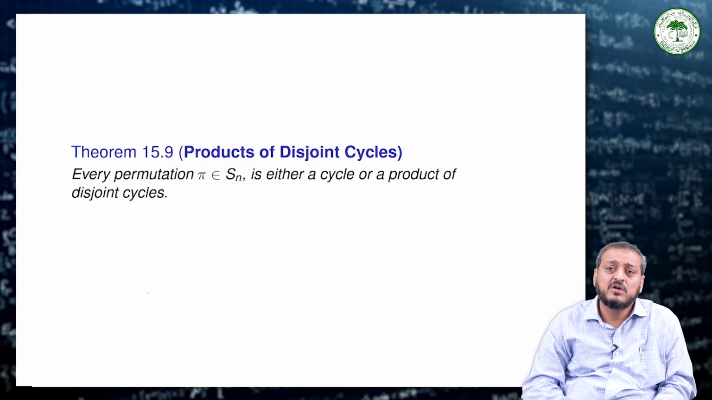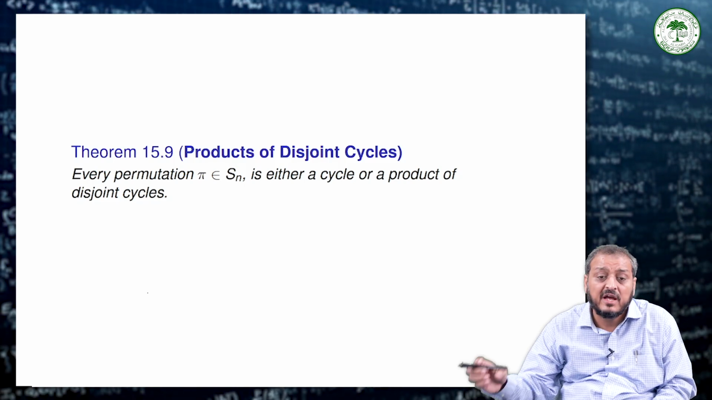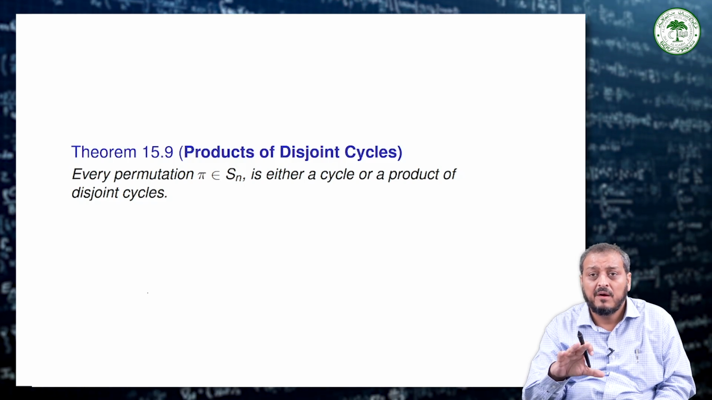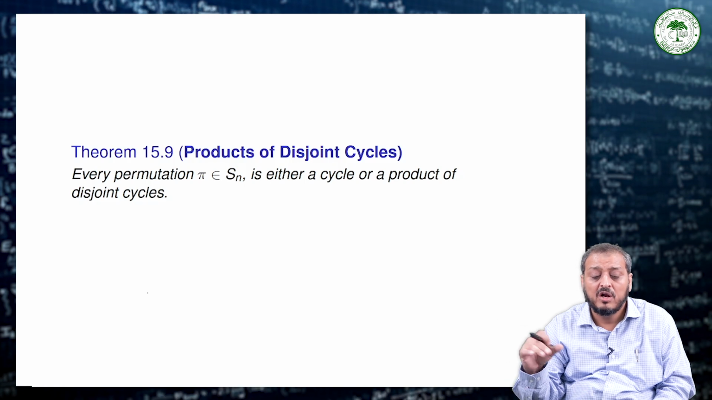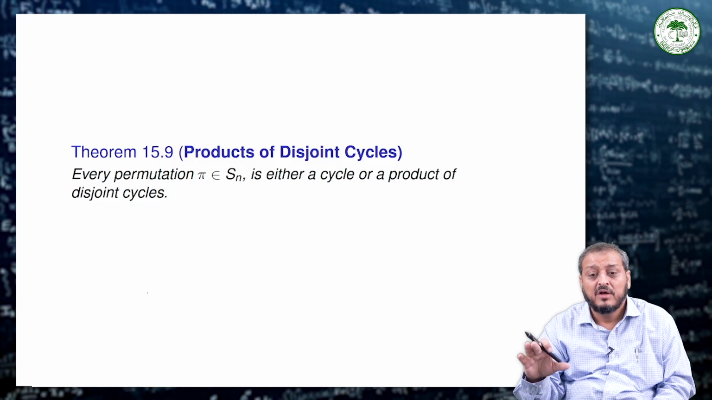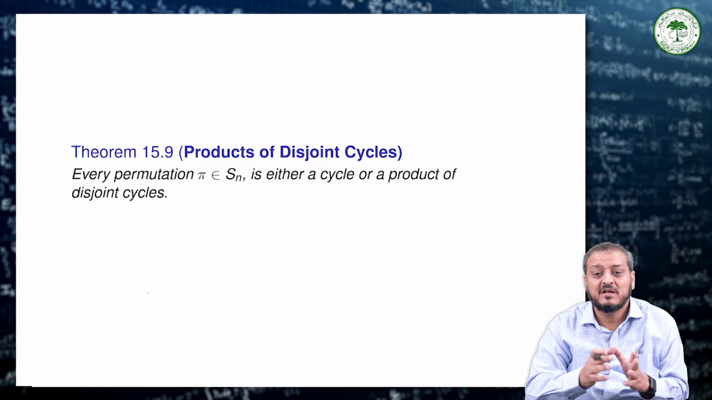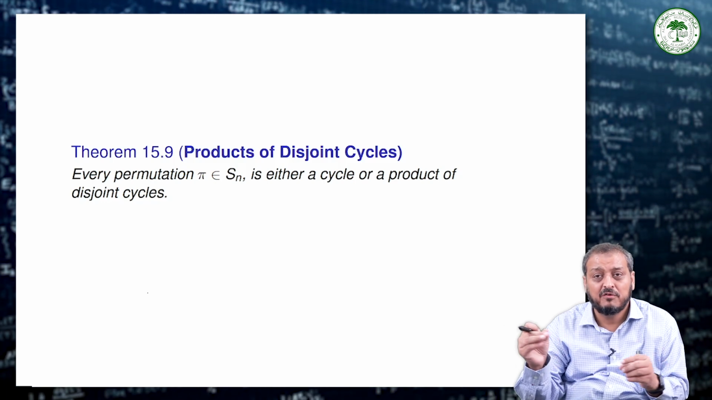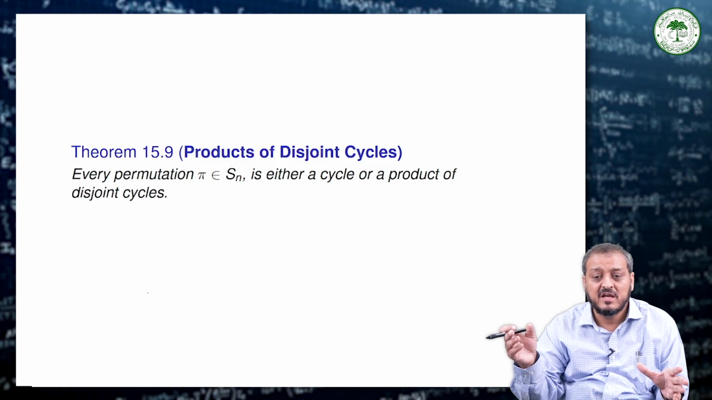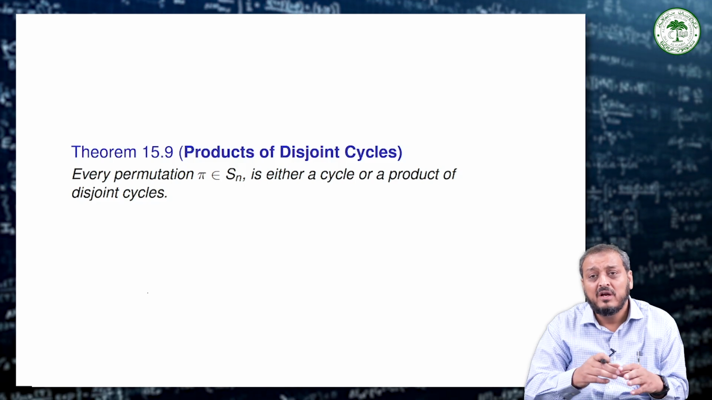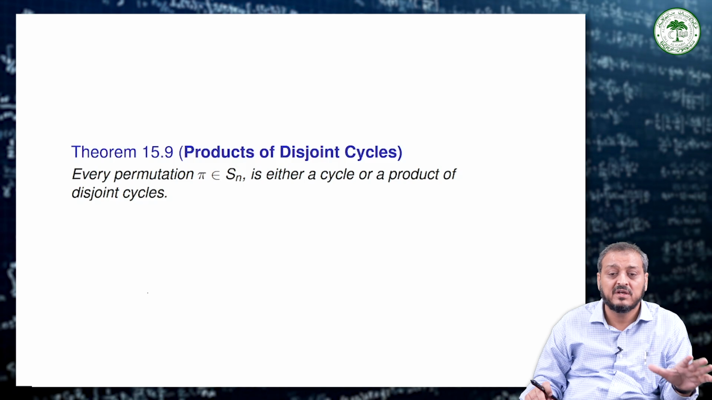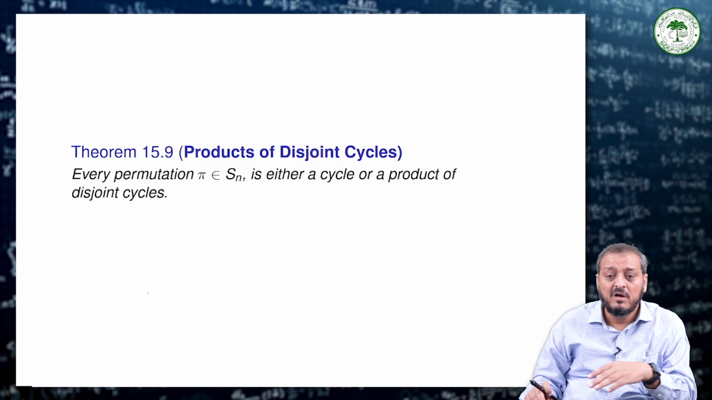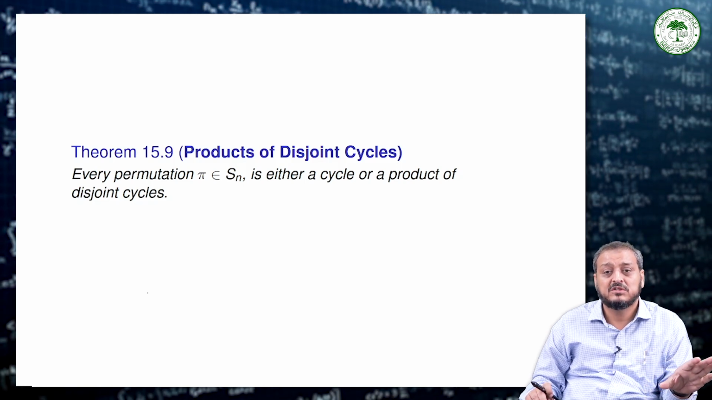The theorem says that every permutation pi of Sn is either a cycle or a product of disjoint cycles. So simply, every permutation of Sn is either a cycle or a product of disjoint cycles. This means every permutation can be written either in cyclic form or as a product of disjoint cycles.